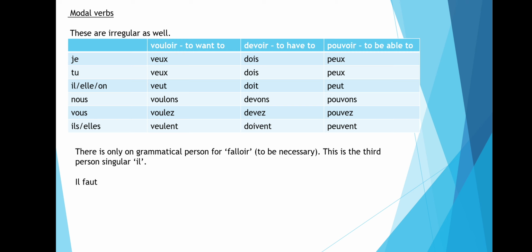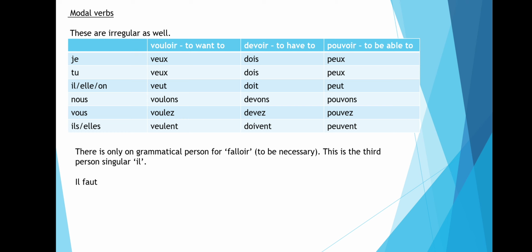Here are the modal verbs. These are irregular as well. Vouloir, to want to. Je veux, tu veux, il, elle, on veut, nous voulons, vous voulez, ils, elles veulent. Devoir, to have to. Je dois, tu dois, il, elle, on doit, nous devons, vous devez, ils, elles doivent.